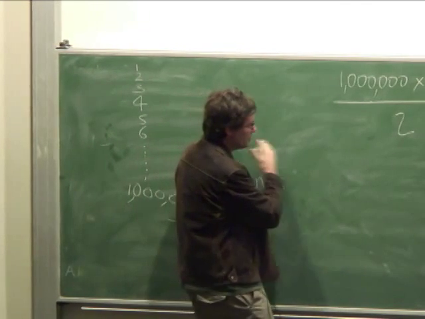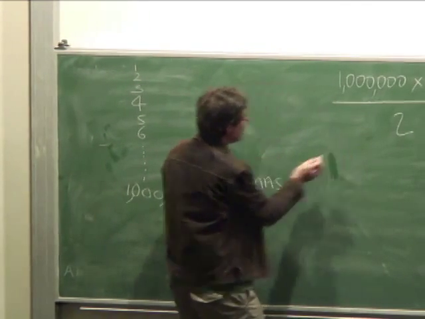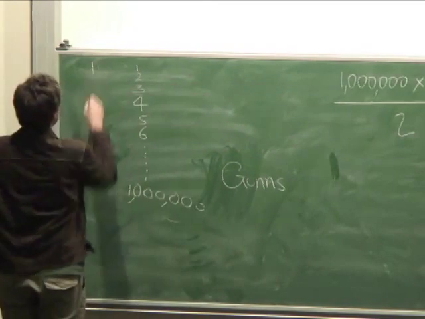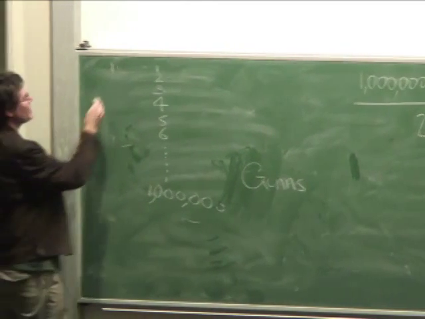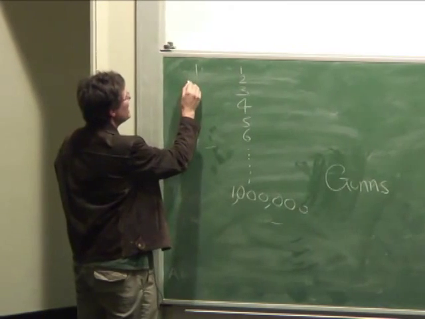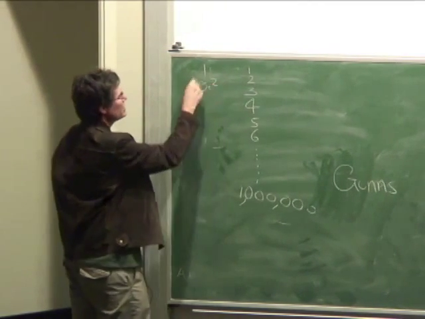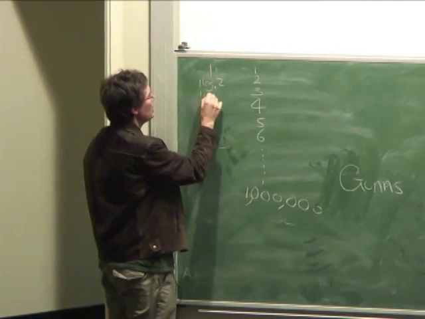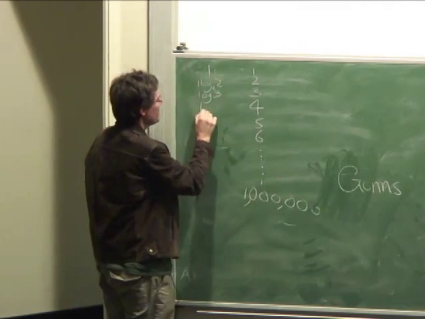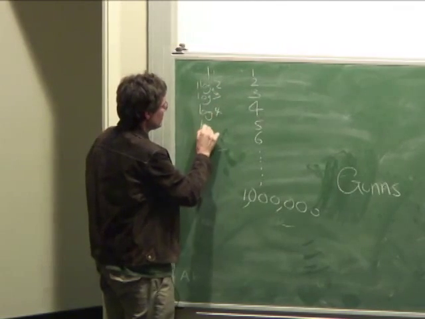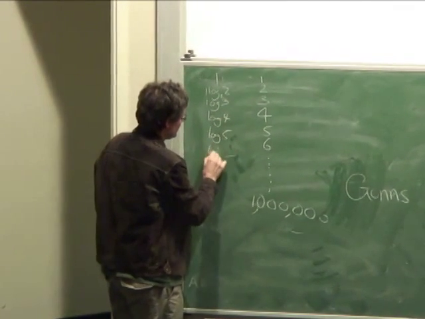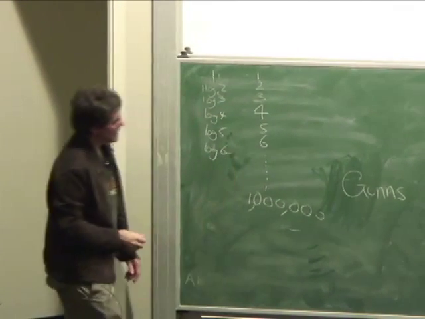Under the guns program, we have to insert a million things in the tree. And the first time, how much work do we have to do? One. And the second time, how much do we have to do? Log of 2. Log to the base 2 of 2, which is like 1. And the next time we have to do log of 3. And the next time log of 4, log of 5, log of 6. See, it does look like guns, doesn't it?